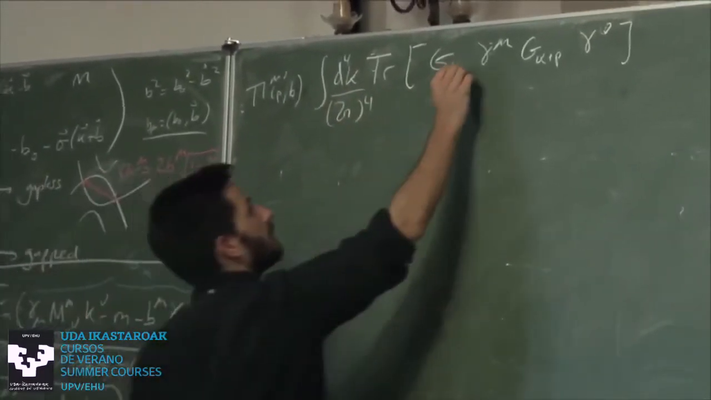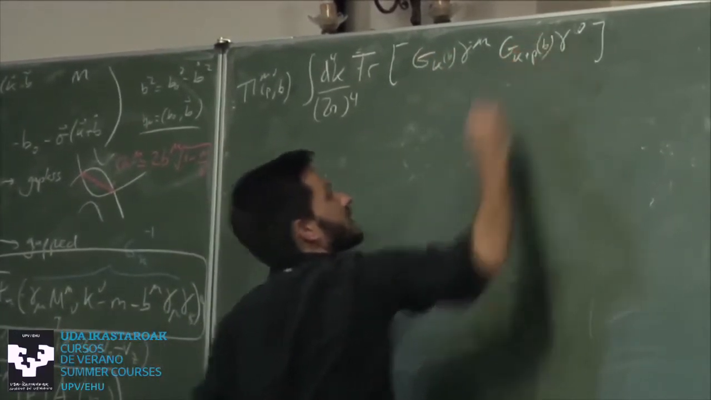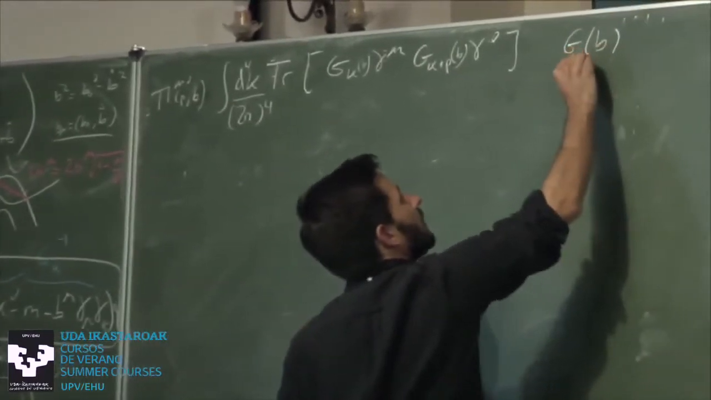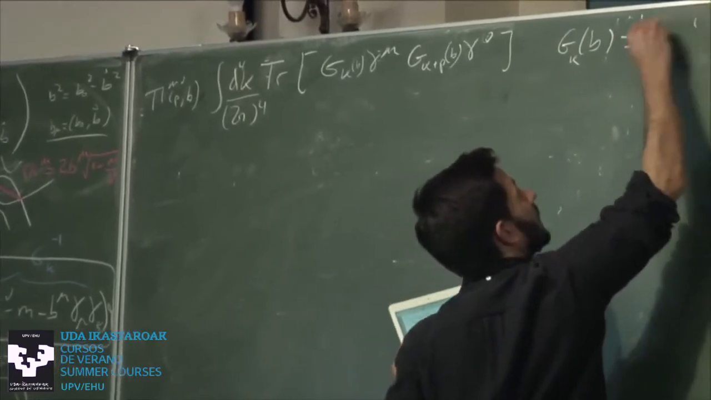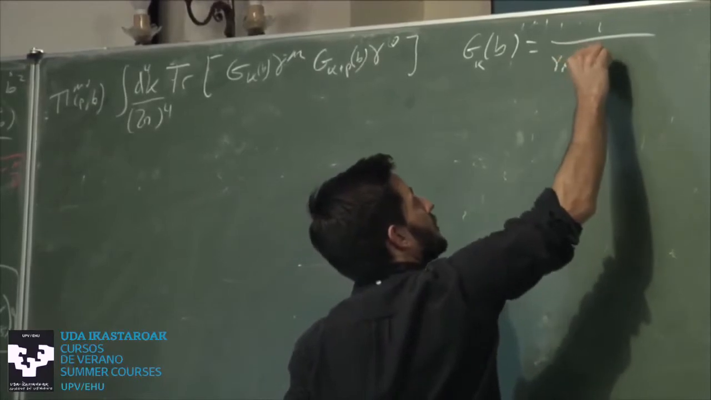And I'm going to remind everybody that these guys depend on B. Actually, I might write them explicitly. They depend on K, depend on B, the Green's functions. And I can write them like this. It's just the inverse of that thing. So it's just this.